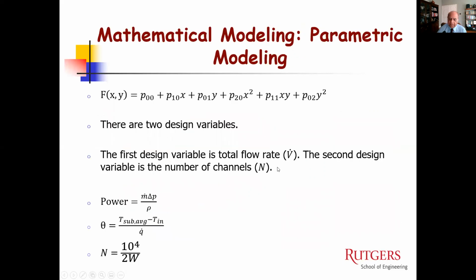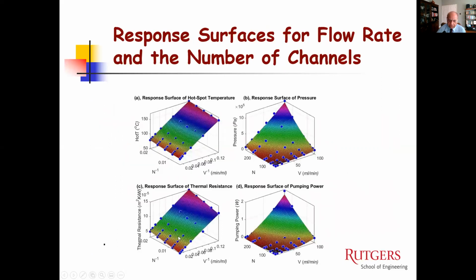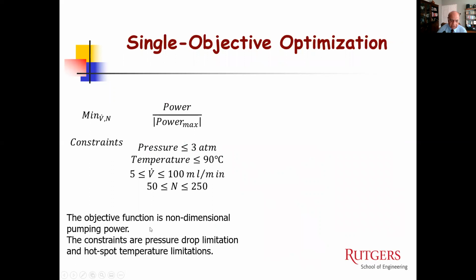Now, with these in mind, we picked up and did some response surfaces using a simple second order function. Some of the results are shown here, so you can pick up the optimum point from here. These are responses for thermal resistance, for pumping power, for pressure, hotspot temperature. So you can try to pick up whatever you like, but obviously each of them would be only one objective function. So if you take a single objective function and your focus is only on pumping power, you end up with an optimum.